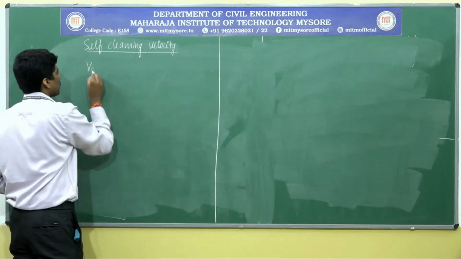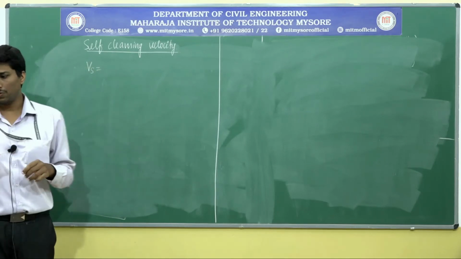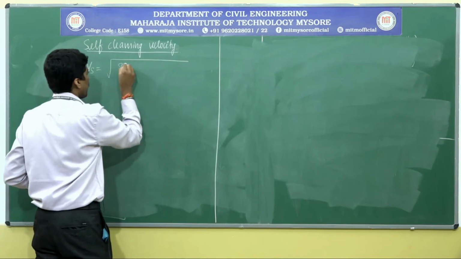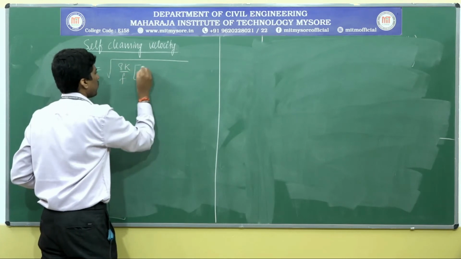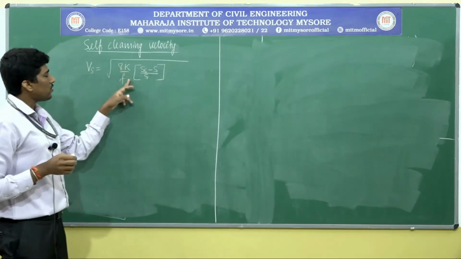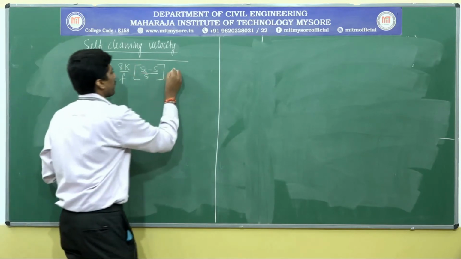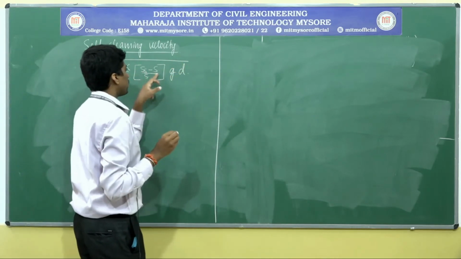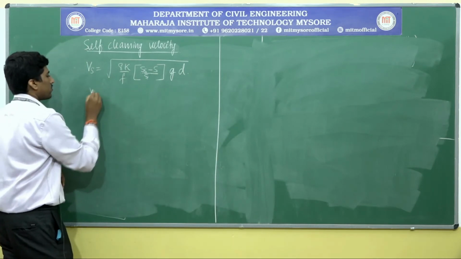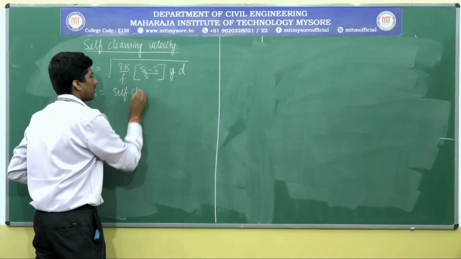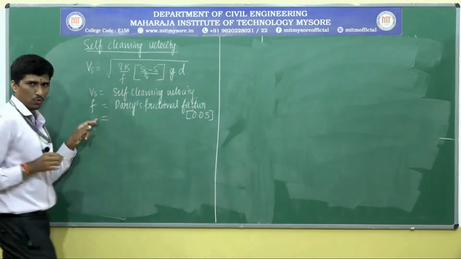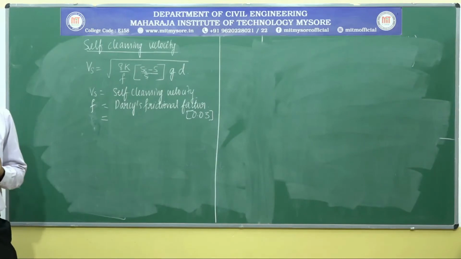So the self-cleansing velocity is given by Vs is equal to the square root of 8k divided by f, into (Ss minus S) divided by S, into g into d. So Ss minus S, what are those terminologies? Let us get to know. Where Vs is the self-cleansing velocity, and f is the Darcy's frictional factor.